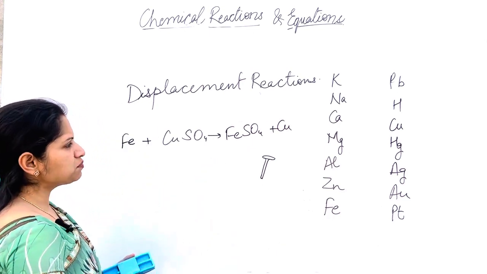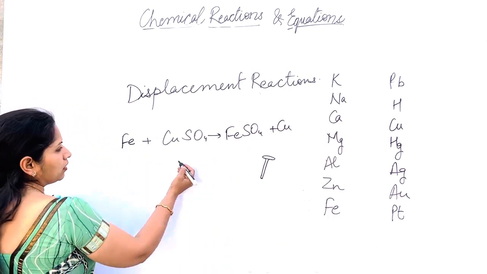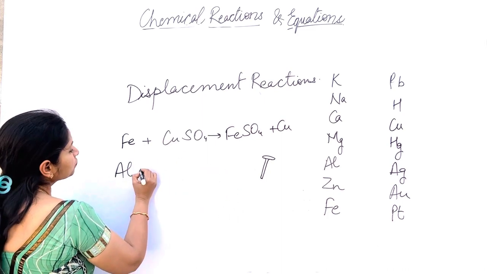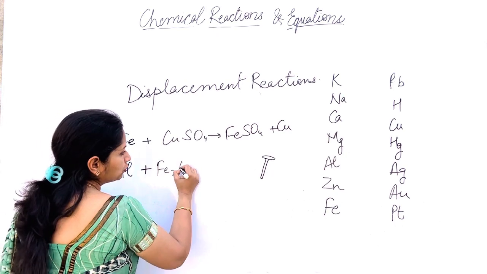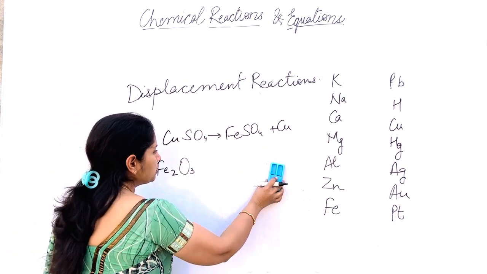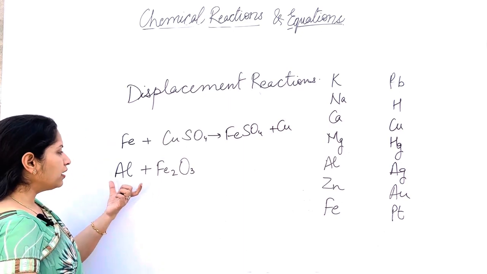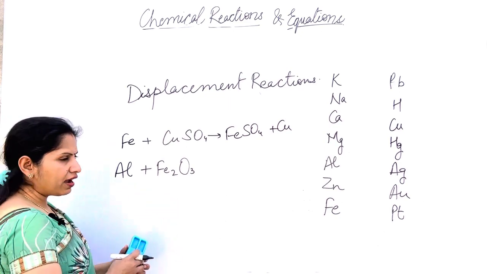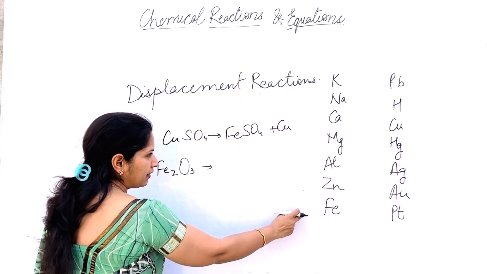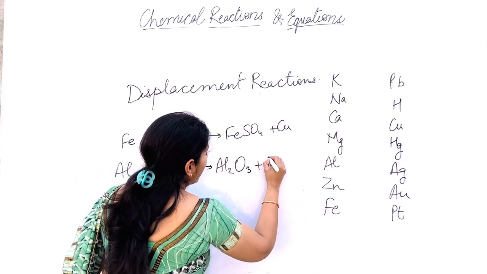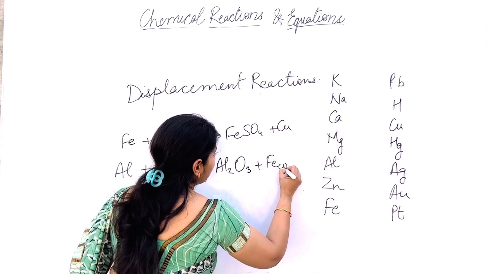A similar displacement reaction could be there, for example, in the case of aluminium reacting with Fe2O3. I hope you remember this reaction. We have studied this in the metals and non-metals chapter also. So aluminium being more reactive than iron, it's going to displace iron. You can see Al2O3 is formed and Fe is formed, that is in liquid state.